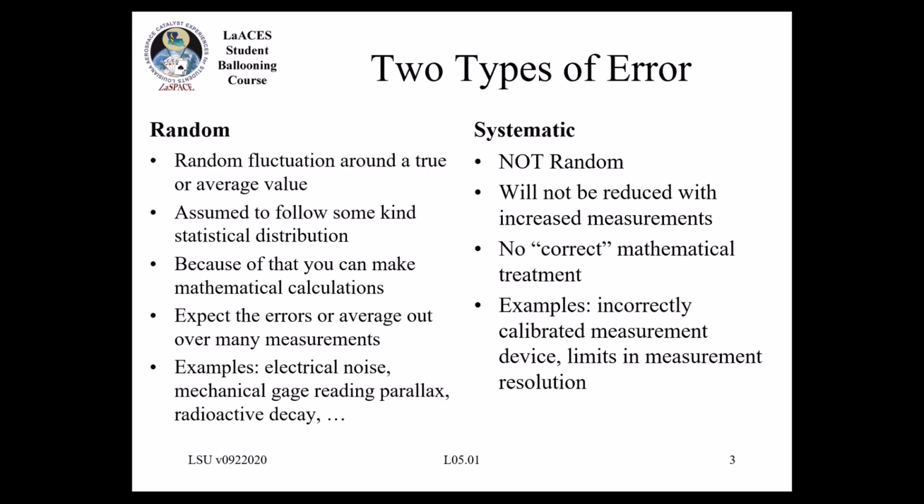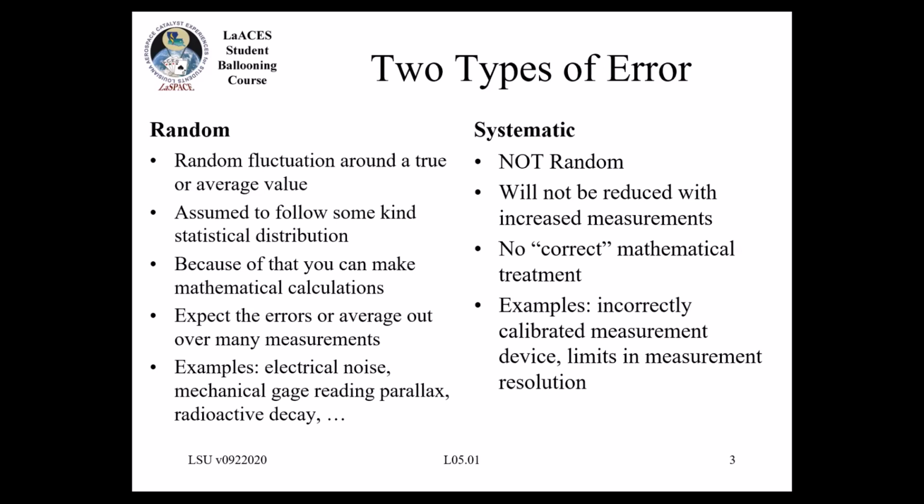So in general, there are two types of error. You have random and systematic errors. Random errors are random fluctuations either around an average or around a true value. And usually you make the assumption that there's some sort of underlying statistical distribution there. And because of that, you can make some sort of calculation about that.